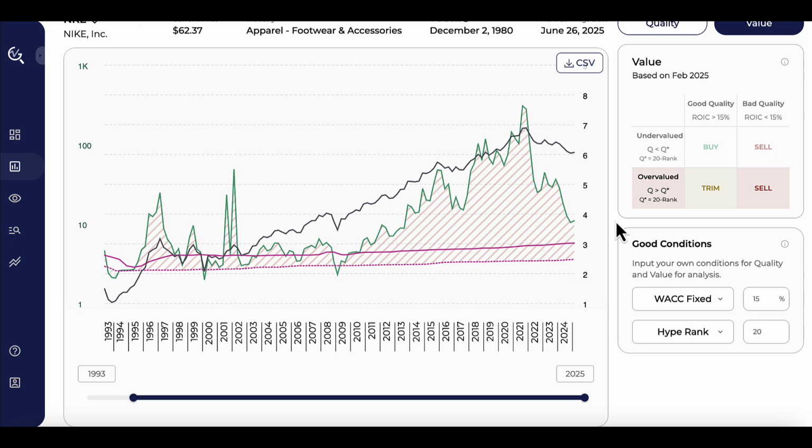Hopefully you can see this is a great way to use the good conditions modification reflected in the trading quadrant to customize your quality and value filters based on your preferences of how aggressive you want to be in analyzing any stock.